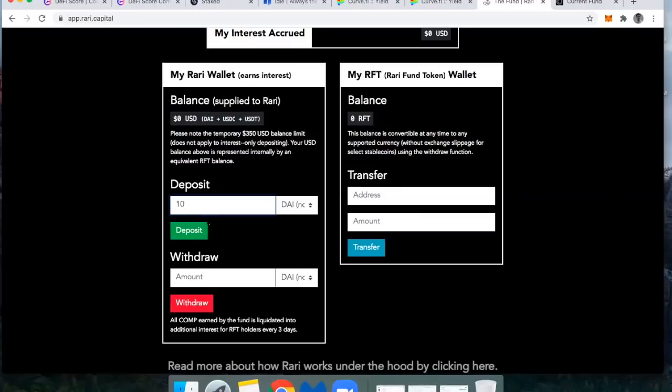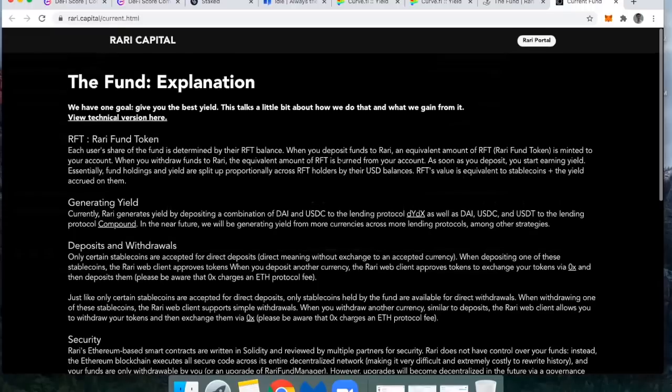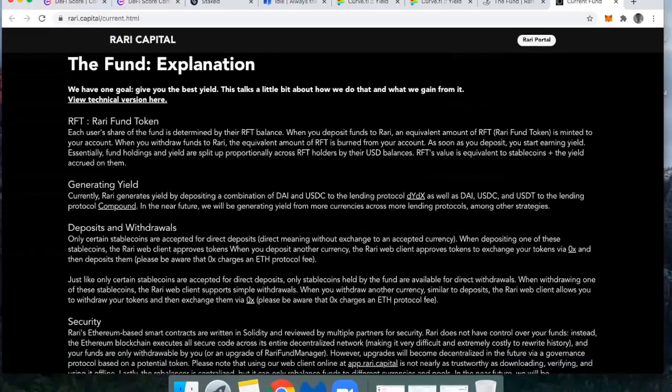So what's worth calling out in terms of differences is, first off, when I lend my DAI, I'm receiving what is referred to as an RFT, or RARI fund token. This is no big deal. This is the usual type of IOU token you get. Folks don't realize that when they lend DAI to Compound, they actually receive CDAI, and that when you lend DAI to other platforms, you're always receiving some sort of IOU token. Anyways, they call theirs an RFT.